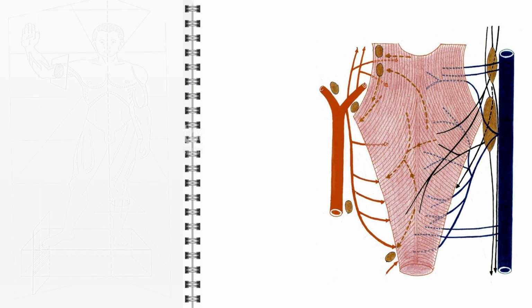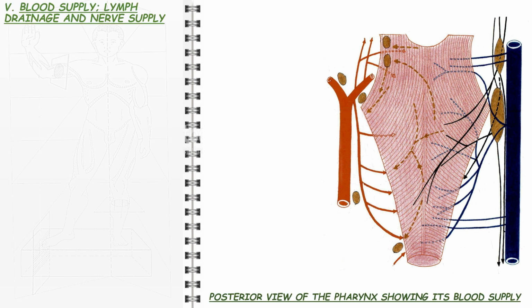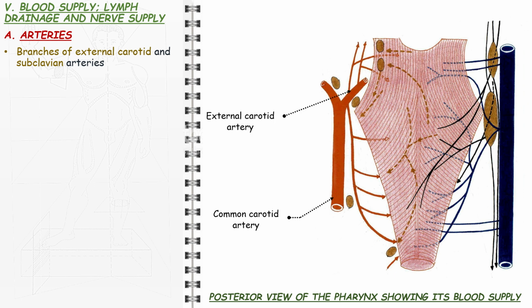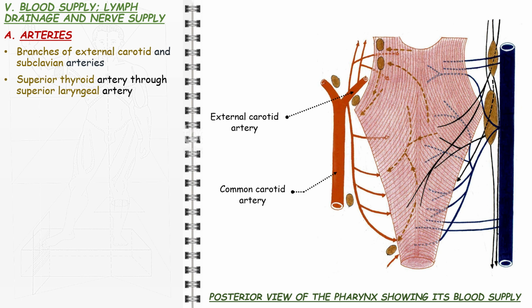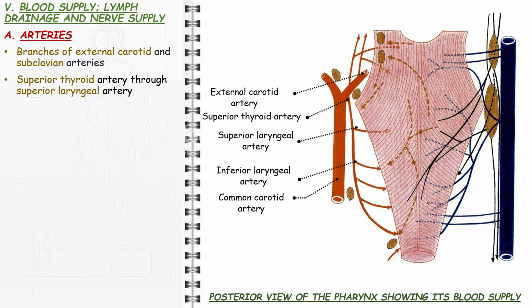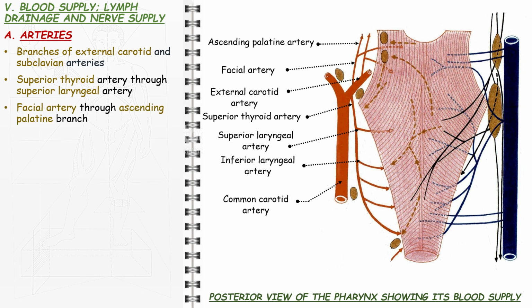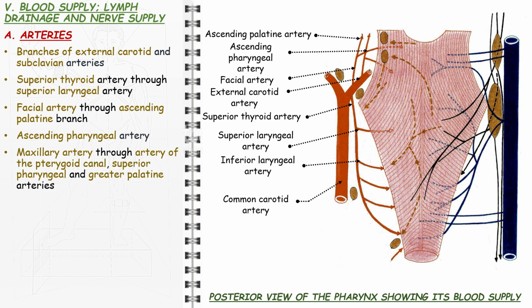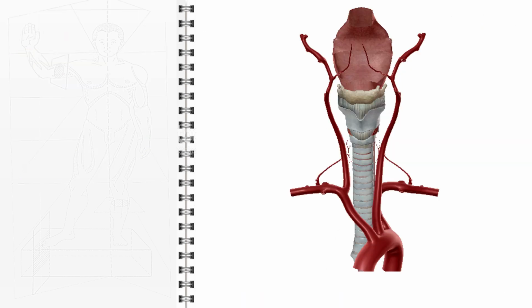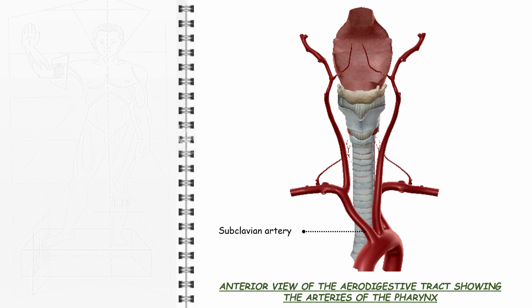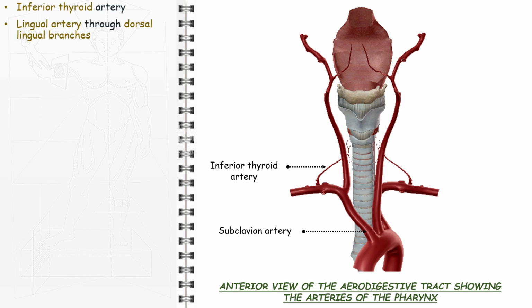The arteries of the pharynx are branches of the external carotid and subclavian arteries. The superior thyroid artery supplies the pharynx through the superior laryngeal artery. The facial artery supplies the pharynx through the ascending palatine branch. The ascending pharyngeal artery and maxillary artery, through the artery of the pterygoid canal, the superior pharyngeal and the greater palatine arteries supply the pharynx. The inferior thyroid artery and the lingual artery through dorsal lingual branches are also arteries of the pharynx.